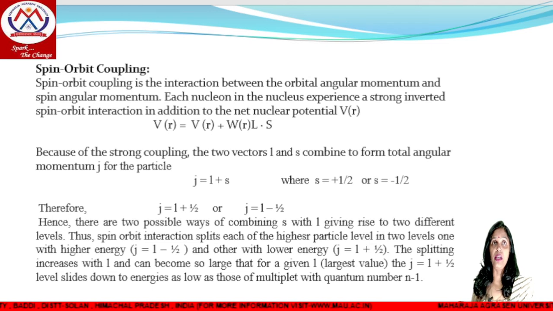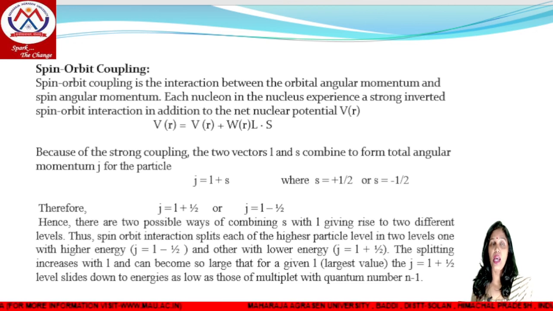Because of the strong coupling, the two vectors L and S combine to form the total angular momentum J for the particle. So J is equal to L plus S, where S is equal to plus 1/2 or minus 1/2. Therefore the total angular momentum J can be either L plus 1/2 or L minus 1/2. Hence, there are two possible ways of combining S with L, giving rise to two different levels. The spin orbit interaction splits each of the higher particle levels into two levels, one with higher energy, L minus 1/2, and the other with lower energy, L plus 1/2.